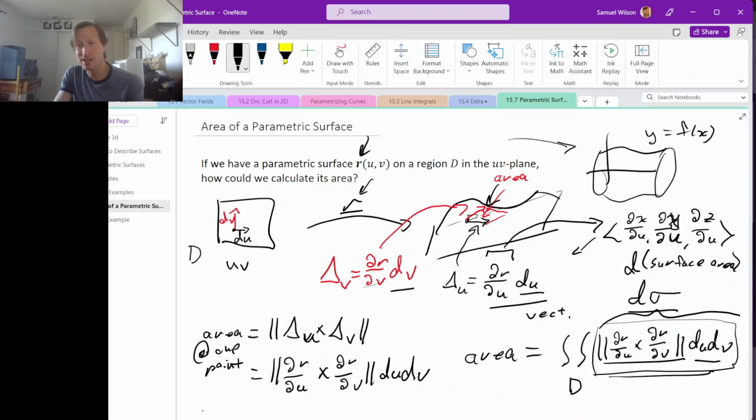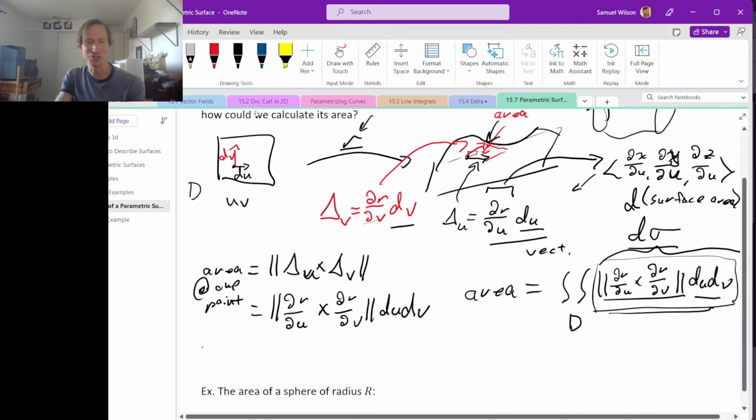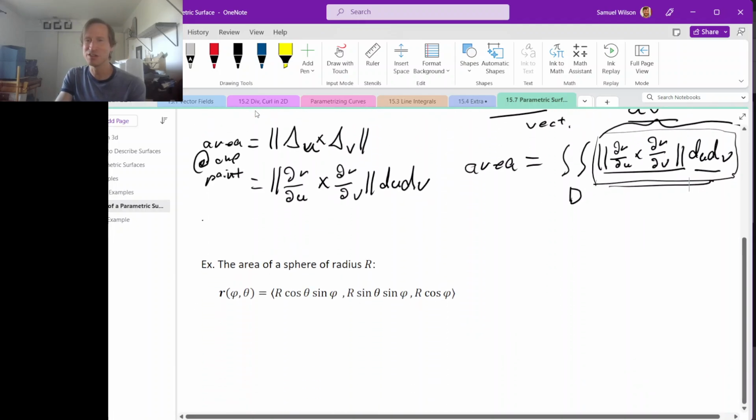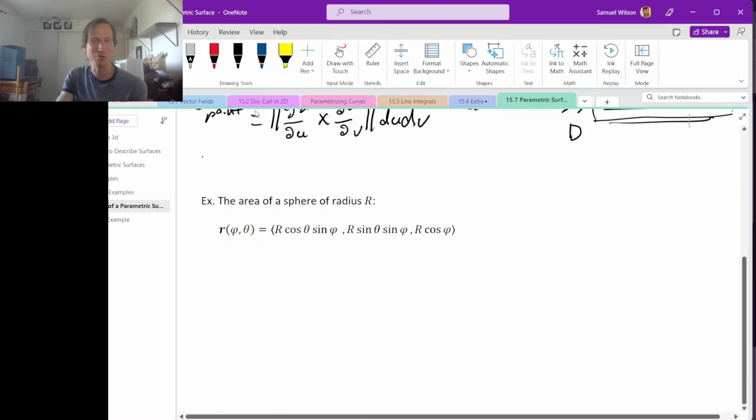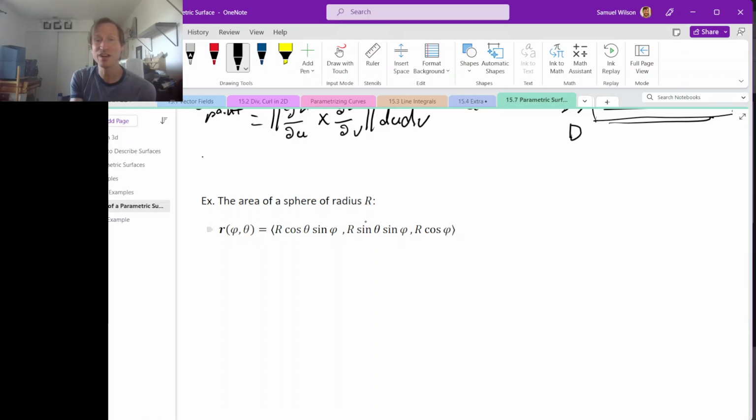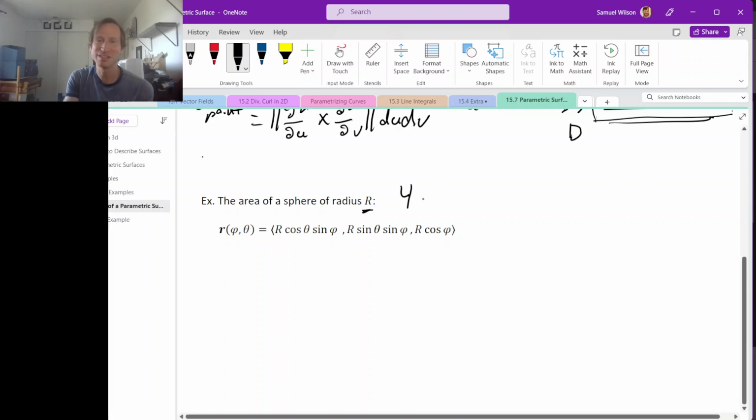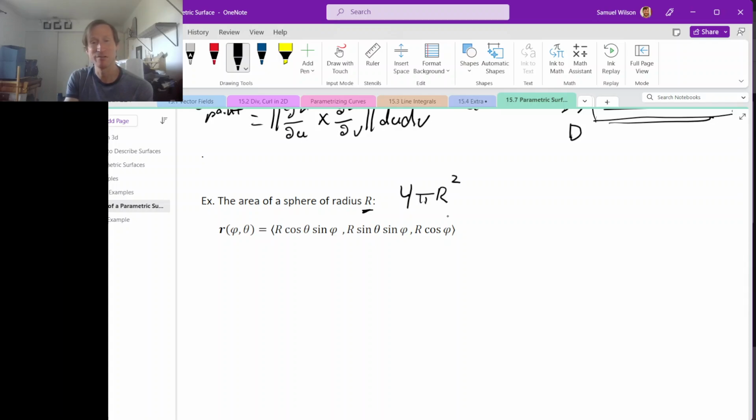All right, let's actually calculate one of these. Let's double check that this calculation works by doing an example where we already know what the answer should be, and make sure that this calculation does produce the answer we think we ought to get. So let's find the surface area of a sphere with radius capital R. We know what the surface area should be, from classic Greek geometry: it's 4 pi times the radius squared. So let's see if we can get this out of our formula.